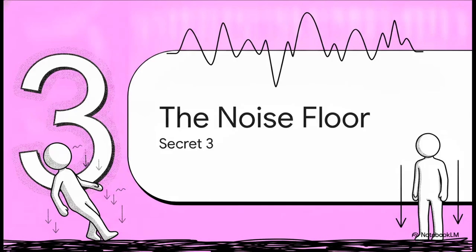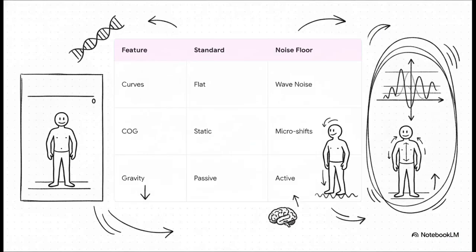And that brings us to secret number 3, the noise floor weight system. This one is all about the illusion of gravity. Because honestly, the absolute fastest way to plunge your character right back into the Uncanny Valley is by using a perfectly static idle pose. Notice how a standard idle pose leaves the root or center of mass controllers sitting on completely flat F-curves. The character is completely static.